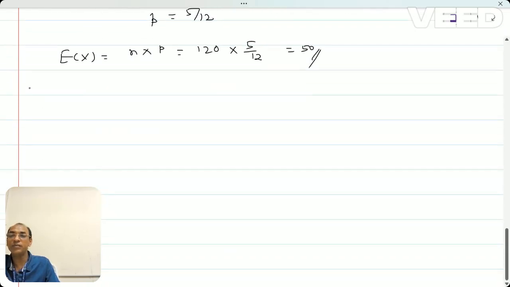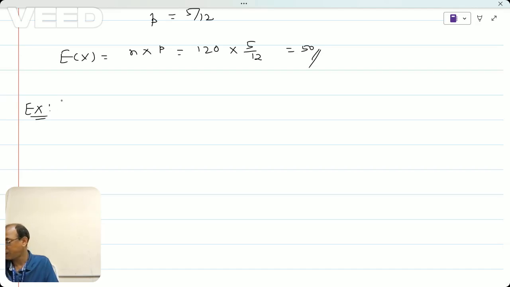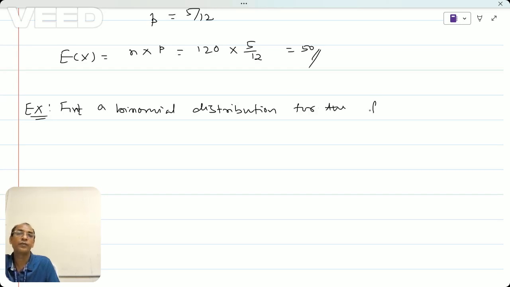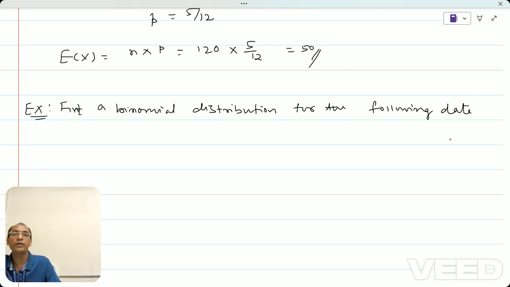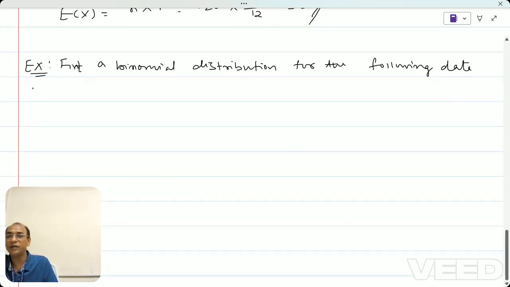So another example I will do, which is important in your syllabus, is fitting the binomial distribution. Fit a binomial distribution for the following data. Okay. What are the data given?